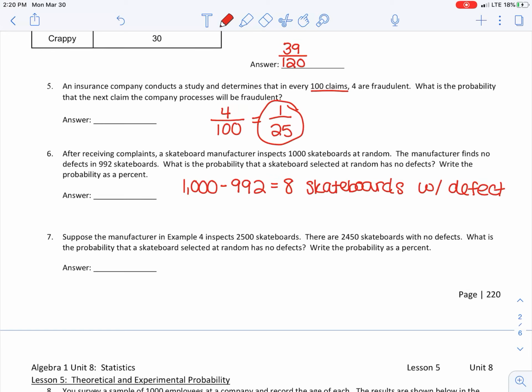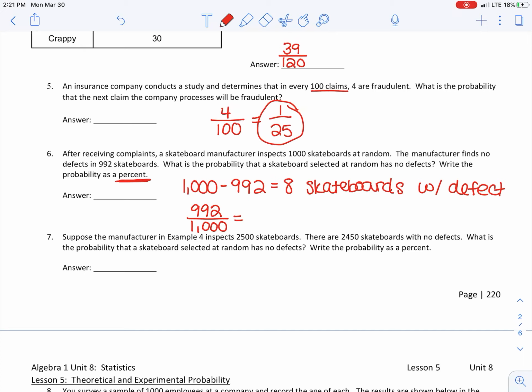Okay, what is the probability that a skateboard selected at random has no defects? Write the probability as a percent. So we want to make sure that we know to make this a percent. We want to know how many of the skateboards didn't have a defect to begin with. So we end up with 992 skateboards had no defect when they went through and checked. And they checked how many total skateboards? They checked 1,000 skateboards.